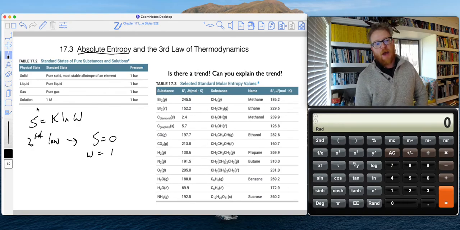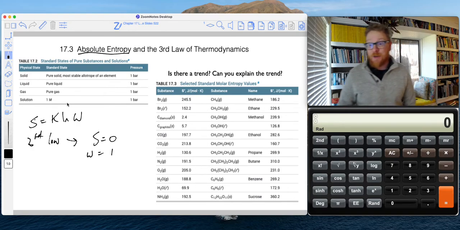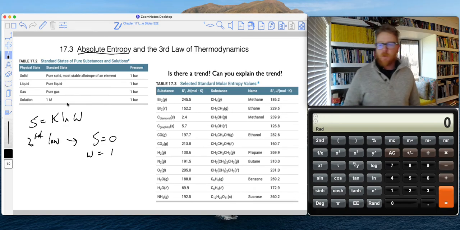And of course, we can now use this table to calculate the number of microstates, which gives us a metric for entropy. So for example, if we look at carbon diamond or carbon graphite, those are very low, 2.4 for diamond and 5.7 for graphite. And this is at room temperature, okay? So these values are at 298 K.